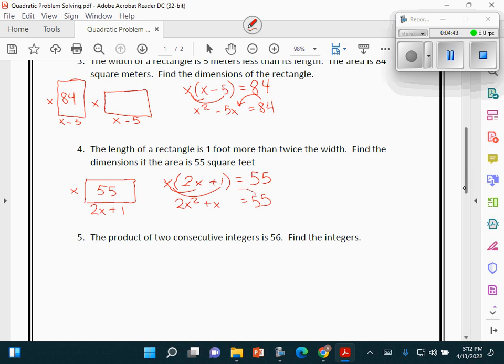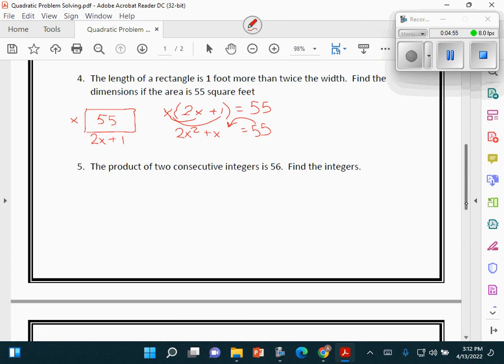You can put it in standard form, and you can factor it. You can complete the square. You can use the quadratic equation. You decide which method you want to use. Now 5, 6, and 7 have to do with consecutive integers.